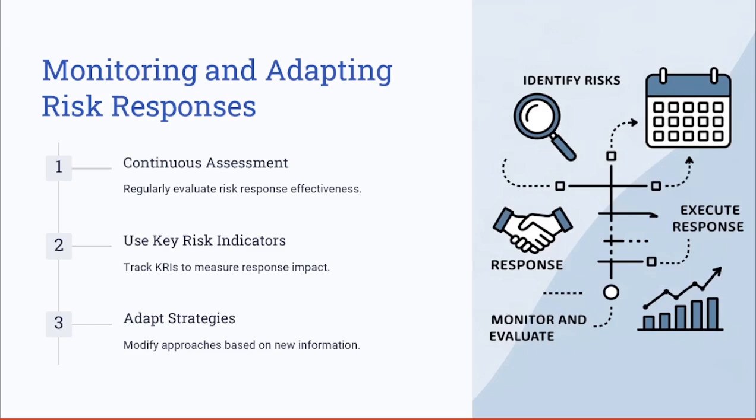Monitoring and adapting risk responses. Risk responses must be flexible and adaptable. What we mean by this is that you cannot just set a mitigation plan six months ago and expect that it will have the same output or impact on the project. So you need to ensure that these risk responses are continuously assessed and evaluated based on the project nature. Also, you may use key risk indicators, or KRIs, to track effectiveness. Adapt the strategies based on new information and new adaptations within your project.